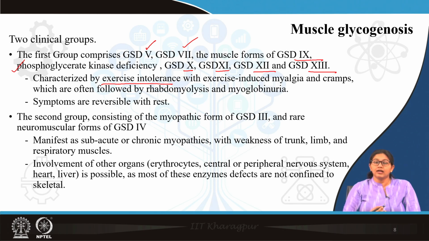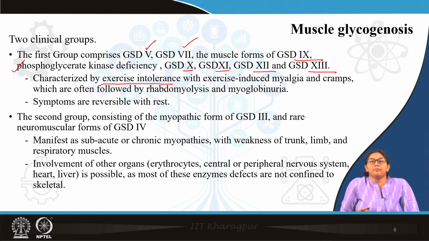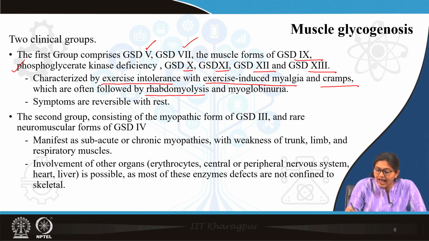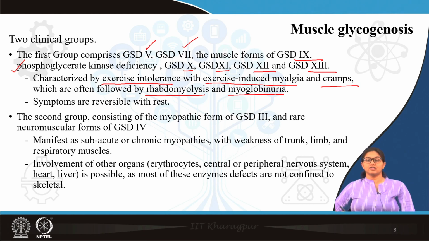And what will happen when they exercise? They will have muscle pain and muscle cramps. So, exercise induced myalgia and cramps will be present. Finally, sometimes these symptoms are followed by rhabdomyolysis and myoglobinuria. So, there will be muscle proteins which will be degraded.